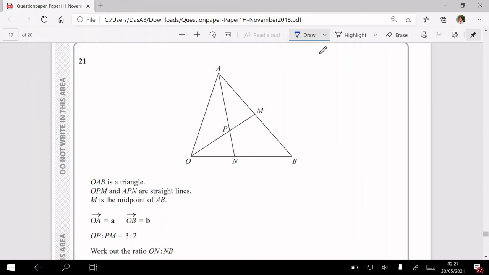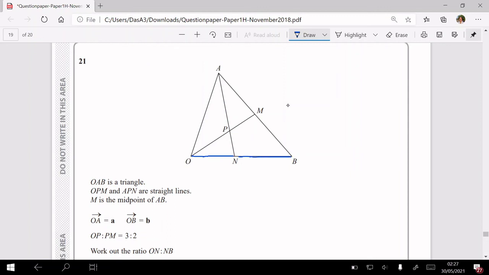So let's give question number 21 a go. OAB is a triangle, OPM and APN are straight lines. M is the midpoint of AB. OA is equal to a, OB is equal to b, OP to PM is 3 to 2. Work out the ratio ON to NB. So they want the ratio of ON to NB.